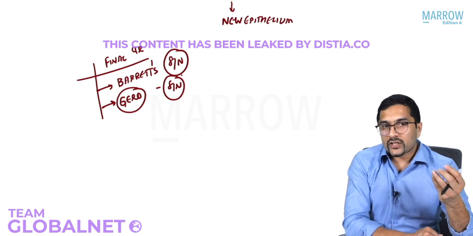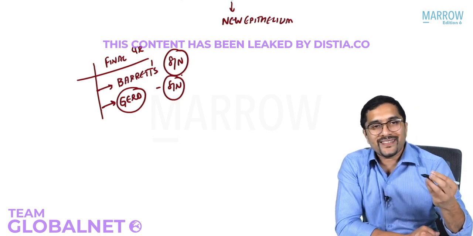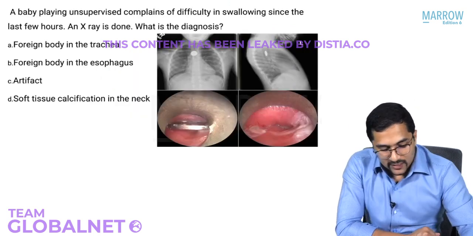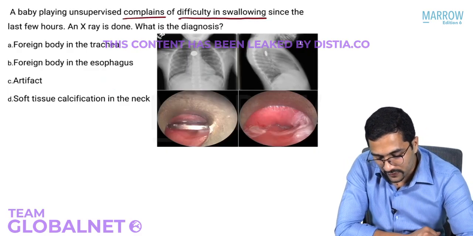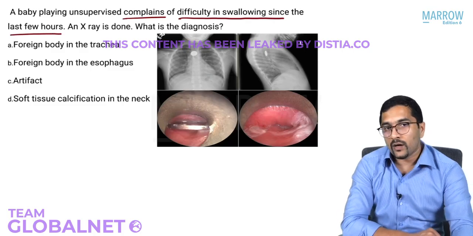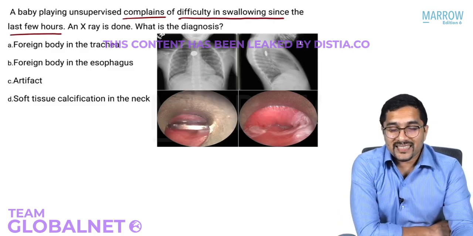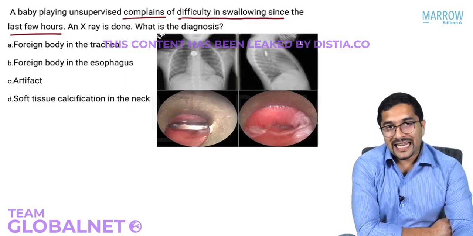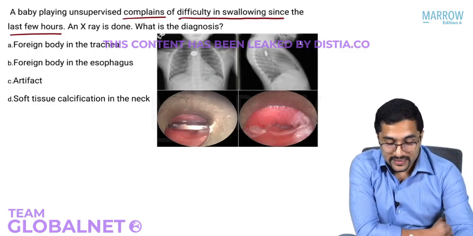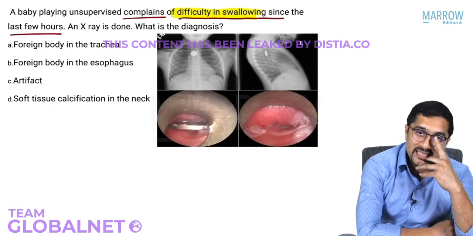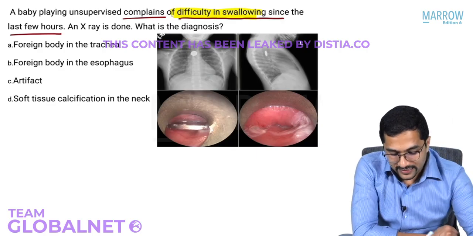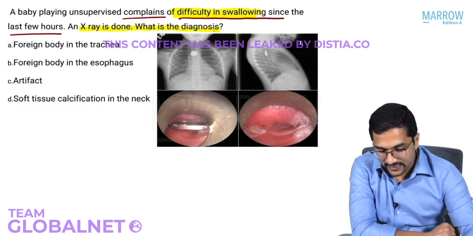Let's solve a few questions before we move on to the next module where we'll talk about esophageal cancer. So the first question is, a baby is playing unsupervised and complains of difficulty in swallowing since the last few hours. So this was asked in the INI CET exam and they've given the hint in the question stem itself. There's difficulty in swallowing. So I told you most likely it's in the esophagus. And X-ray is done. We can see the X-ray has been done.